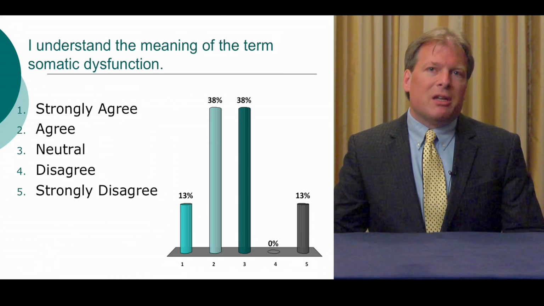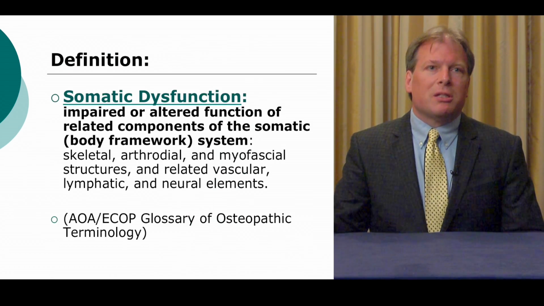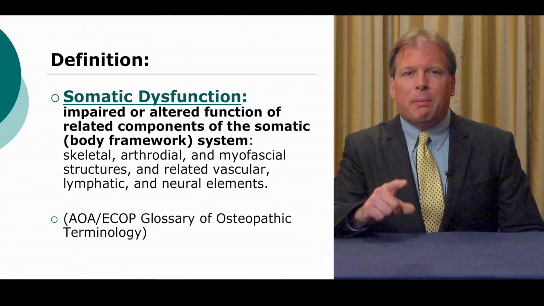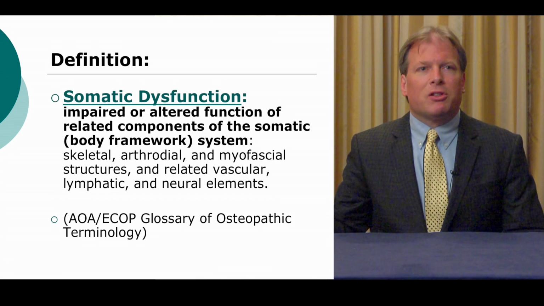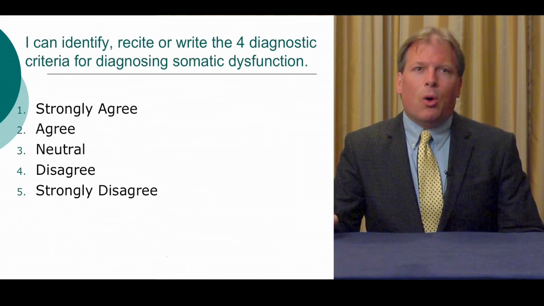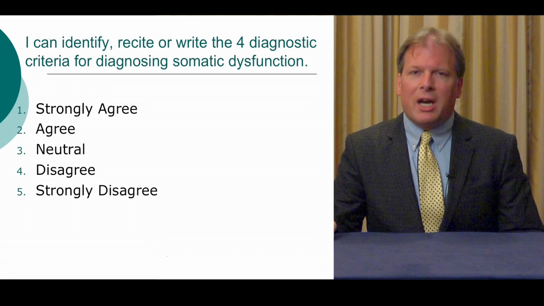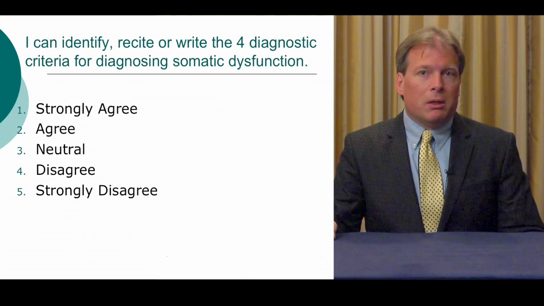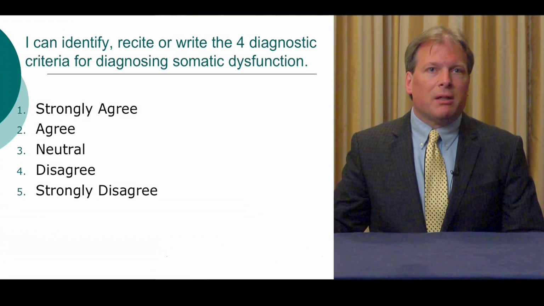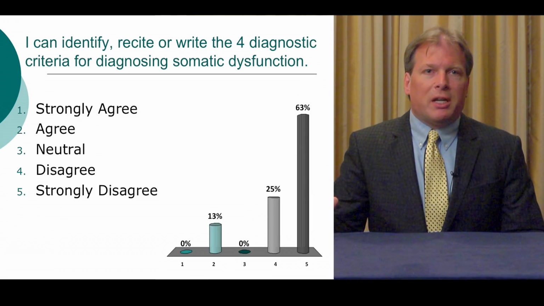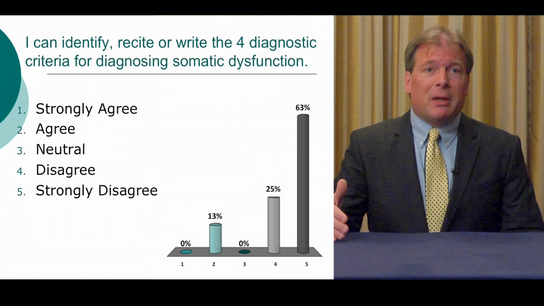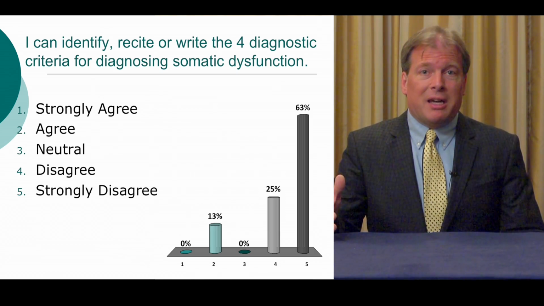But let's say now we move our question and change it. We define somatic dysfunction so people understand that, but do people really understand that definition? Let's say we change it and say, I can identify, recite or write 4 diagnostic criteria for diagnosing somatic dysfunction. Now it's much more specific. It's much more guided. What happens if we do that? All of a sudden, the same audience may come back and say, since you put it that way, I really don't get that.